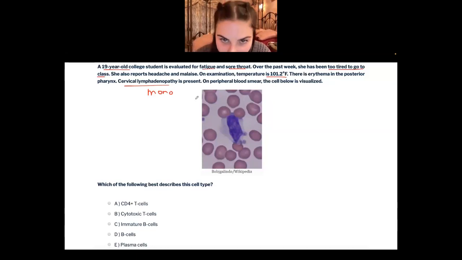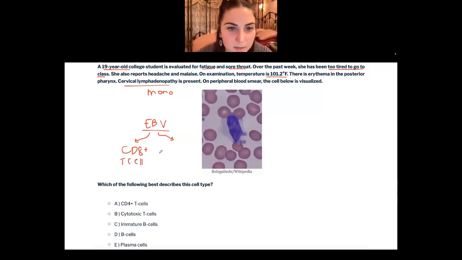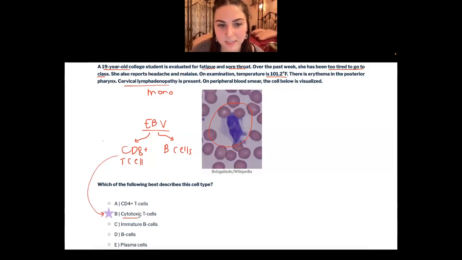With mono, remember I told you there are two types of cells you really need to remember. Epstein-Barr, and we're going to talk about this on Thursday because that's one of the ones Dr. Milani wanted me to go over in terms of micro. One of them is your CD8 positive T cells, and the other one is B cells. These are the two cell types you should associate with mono. CD8 positive T cells are your reactive lymphocytes, this guy. So that's why this answer is B. This is a cytotoxic T cell.